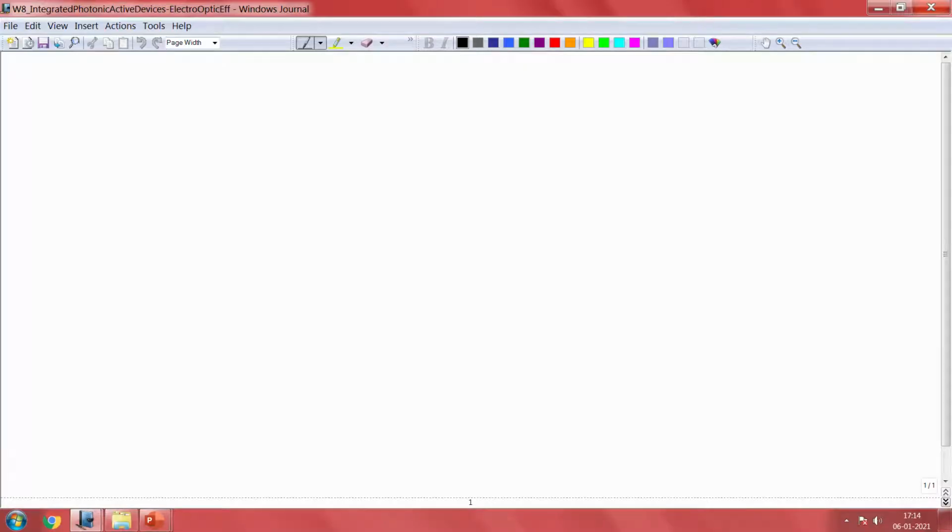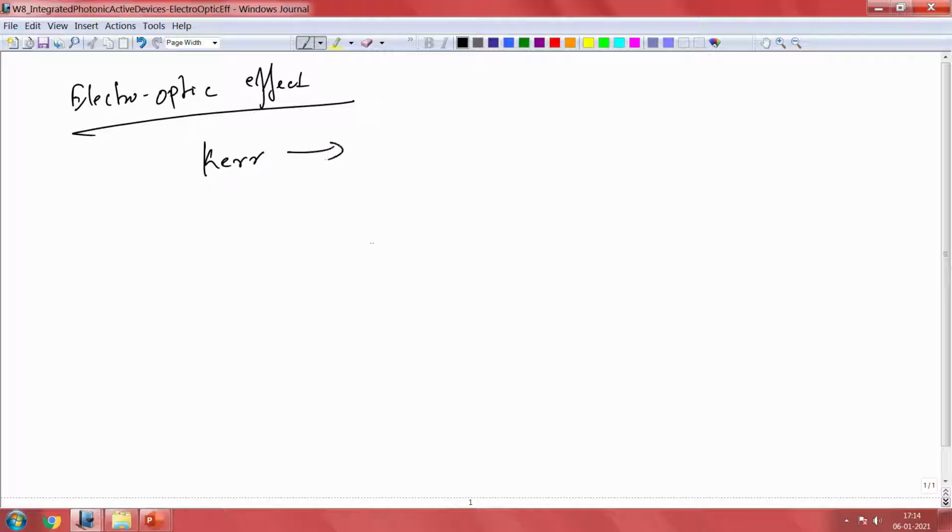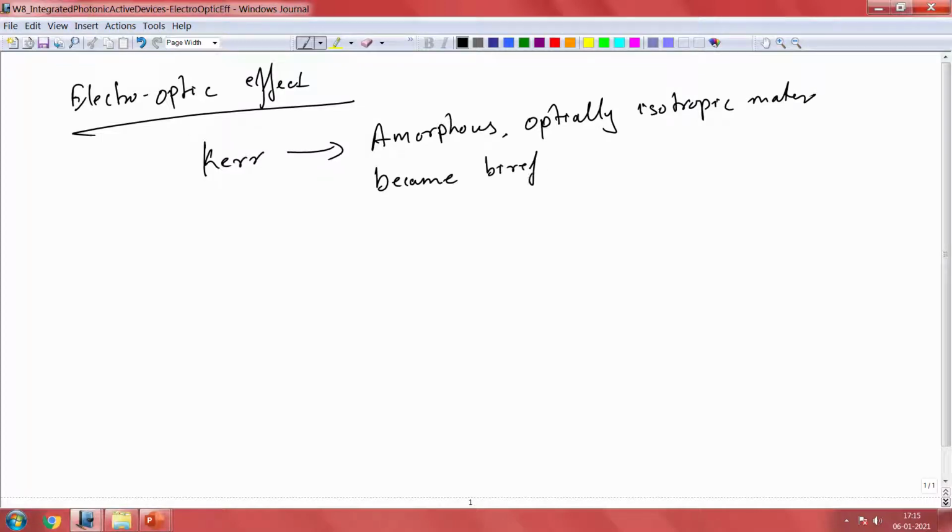But this idea is not very new. This whole electro-optic effect was already discussed a long time ago, by Kerr, who discovered that even amorphous, optically isotropic material became birefringent in a strong electric field.